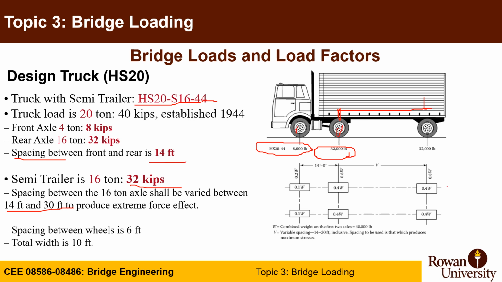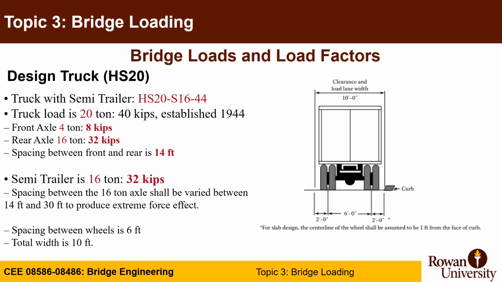The width between the wheels is 6 feet, as we discussed, and the total width of the truck is 10 feet, and the design lane is 12 feet, as we can see later on. This is a side view of the truck. As you can see, this is the width of the truck, and this is the distance between the wheels. You have 6 feet center to center, and you have 2 feet that start from the curb, counting left side.